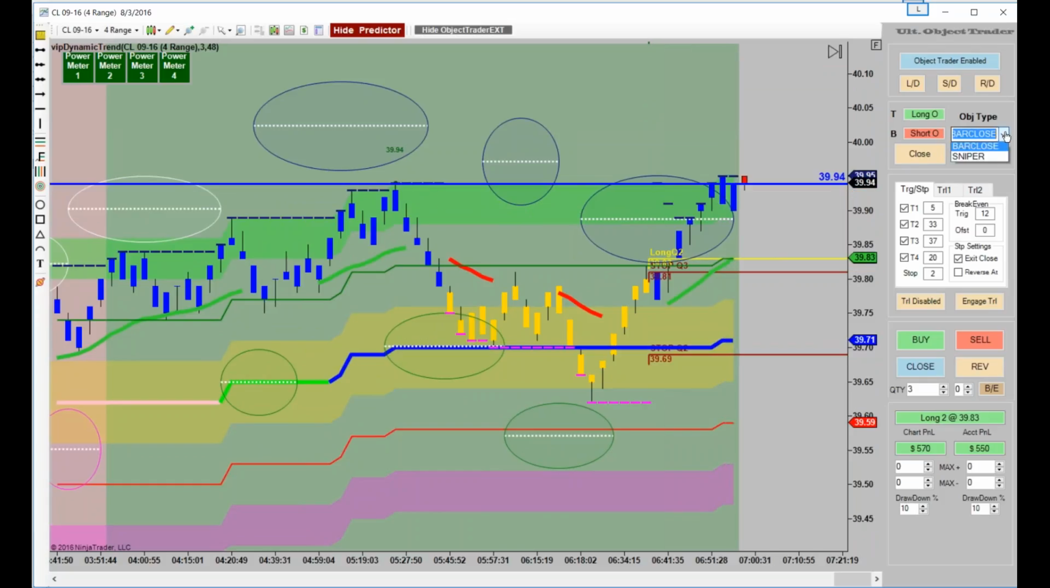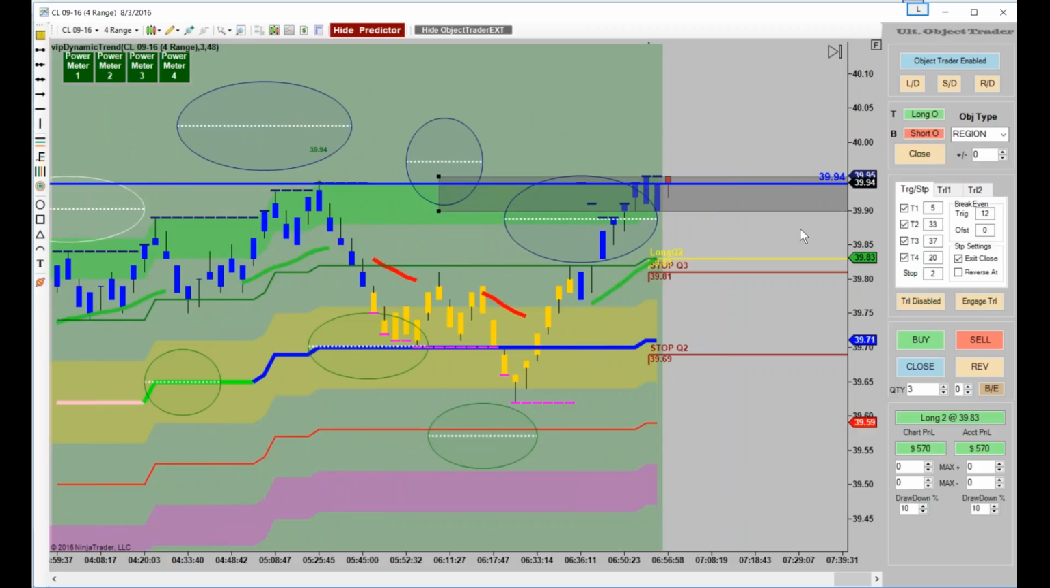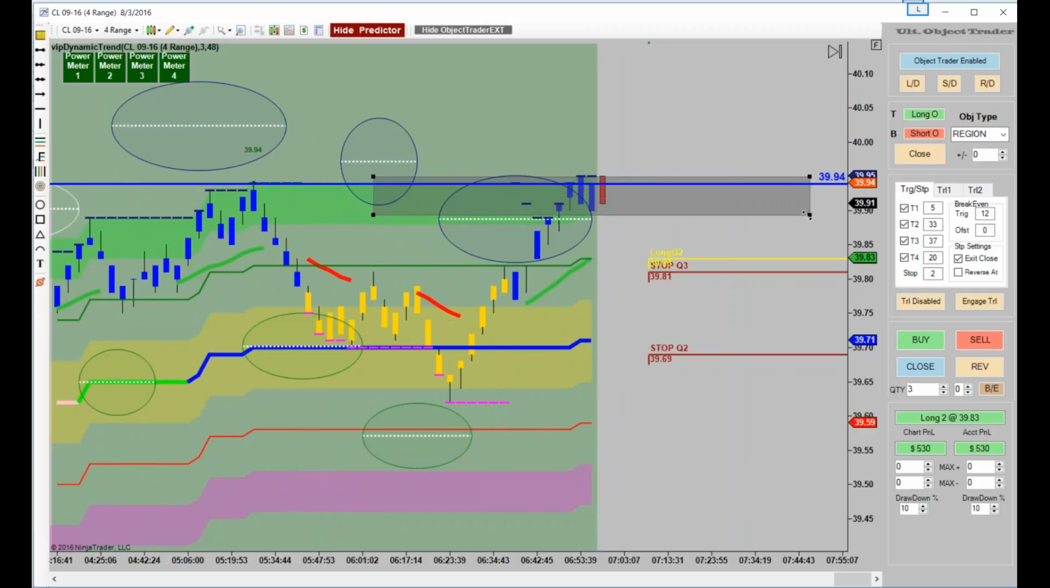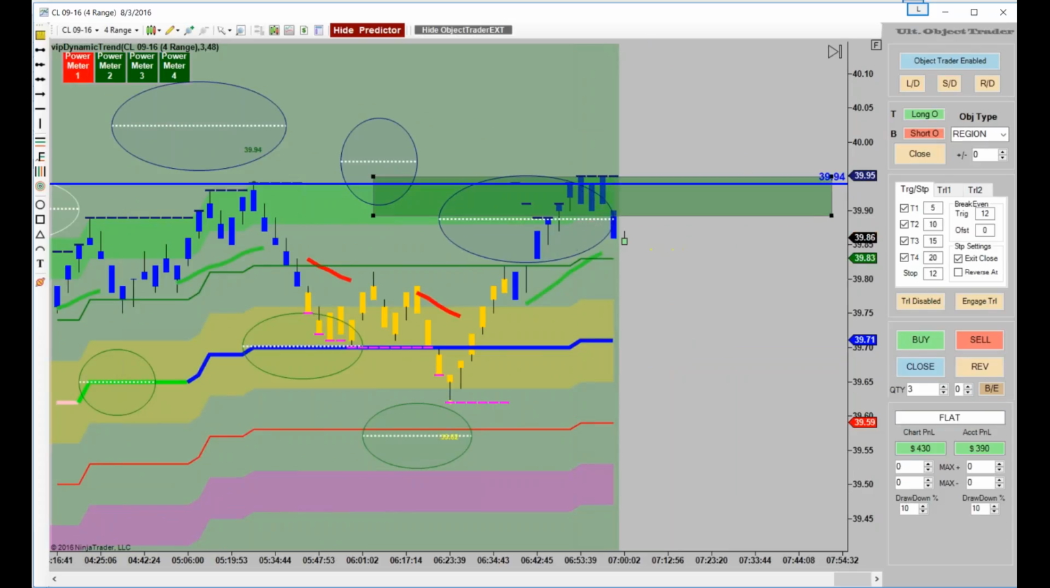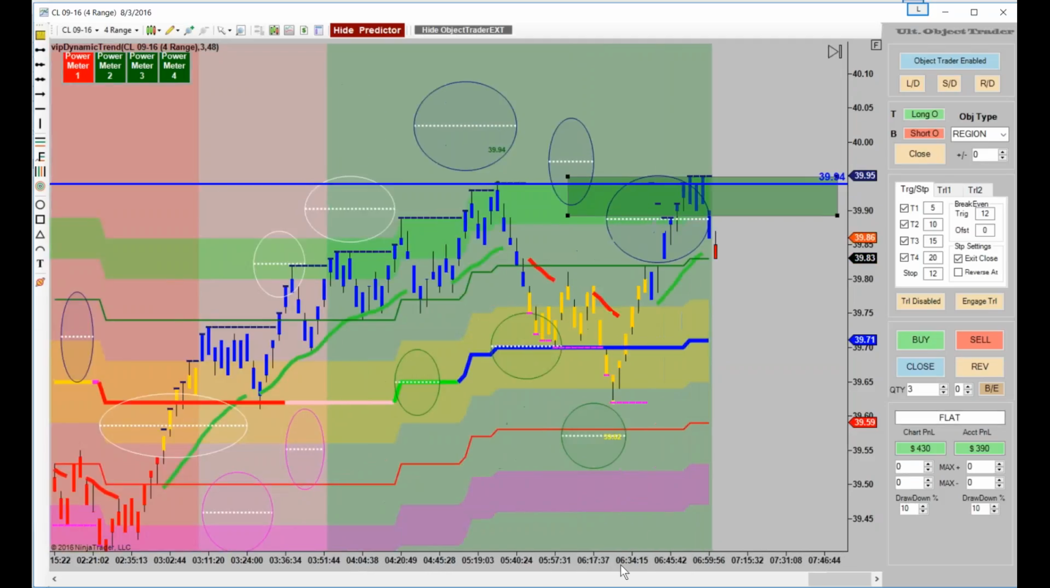So what you can actually do, you can even do this with region. Say if it breaks that little swing area right there with the close of a bar, you could just go ahead and get out of the trade. See how it's double topping right there? And there we go, got out of it.